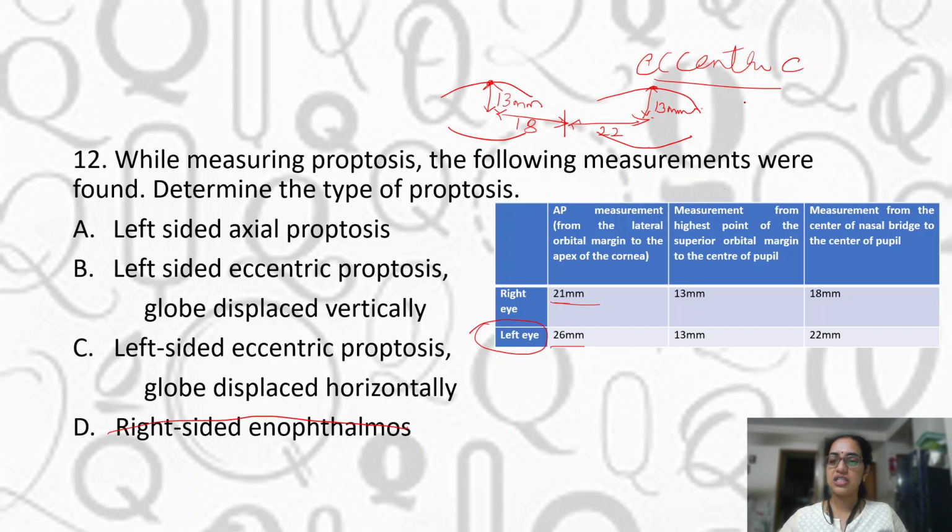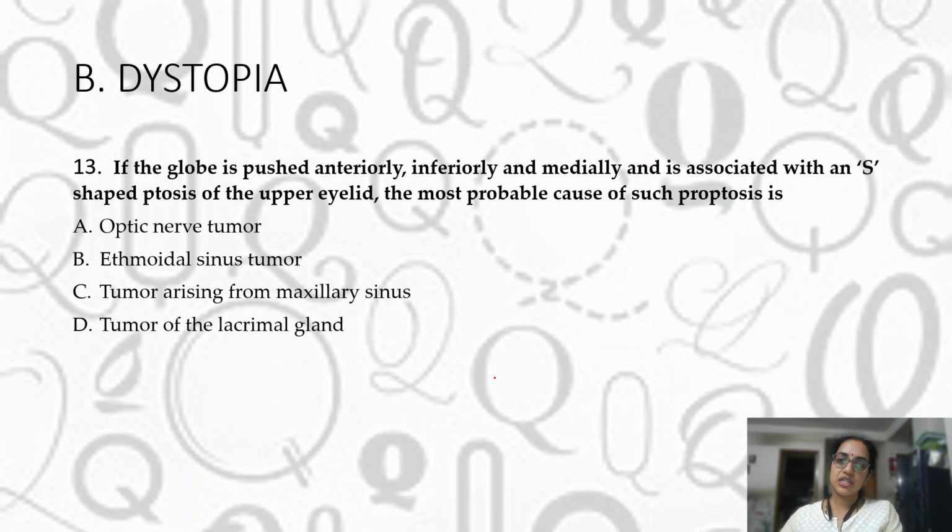And where do you think the dystopia is? The dystopia is horizontal. If there is a discrepancy in this vertical value, then we call it vertical dystopia. If there is a discrepancy in this horizontal measurement, we call it horizontal dystopia. So the answer, let's read one by one. Left-sided axial, no. This is an eccentric proptosis, so it can't be A. Left-sided eccentric proptosis, globe displaced vertically, no. We have realized that it is horizontal dystopia. So the answer is C, left-sided eccentric proptosis with globe displaced horizontally.